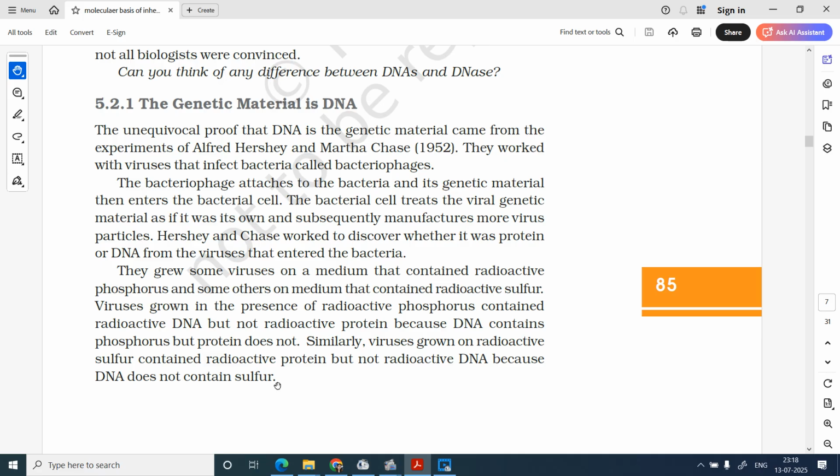Hershey and Chase worked to discover whether it was protein or DNA from the virus that entered the bacteria. They grew some virus in a medium that contained radioactive phosphorus and some other in medium that contained radioactive sulfur. Viruses grown in the presence of radioactive phosphorus contained radioactive DNA but not radioactive protein because DNA contains phosphorus but protein does not. Similarly, viruses grown on radioactive sulfur contain radioactive protein but not radioactive DNA because DNA does not contain sulfur.